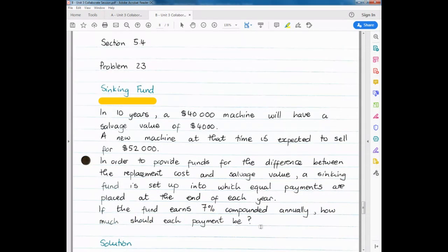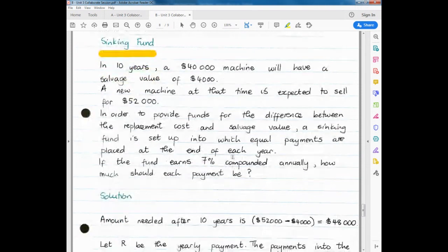So we are just now saying, okay, if we figure out what the difference between 52,000 and 4,000 is, our future value of however many payments we're putting in for the next 10 years must be equal to that amount at 7% compounded annually. So if you compound annually, you actually need to make 10 payments and use the future value formula. Okay, so let's have a look.